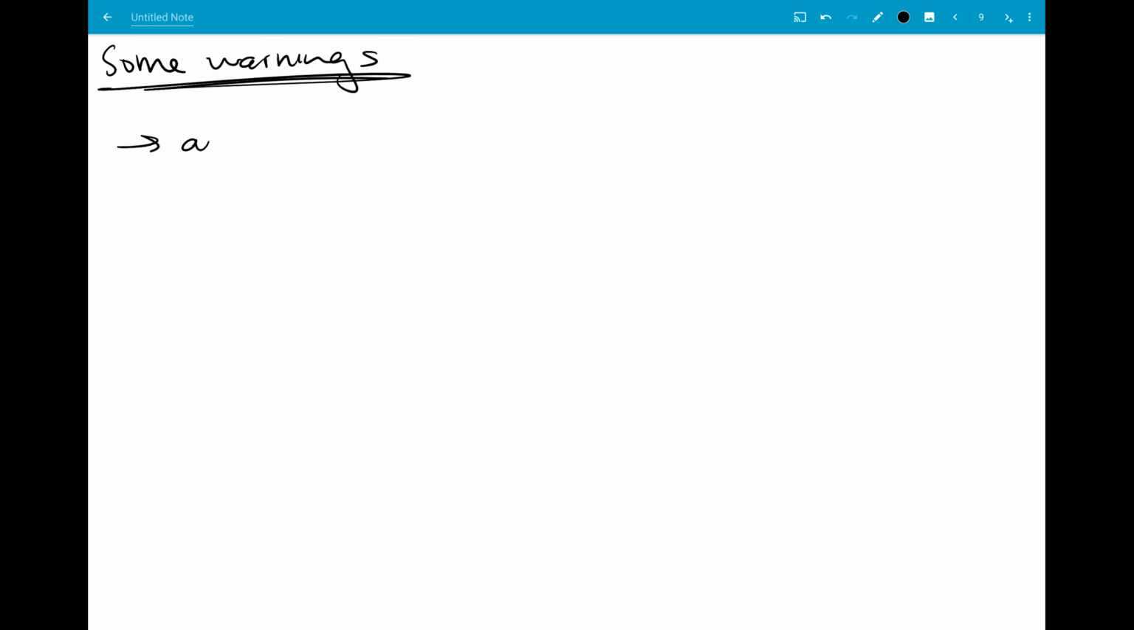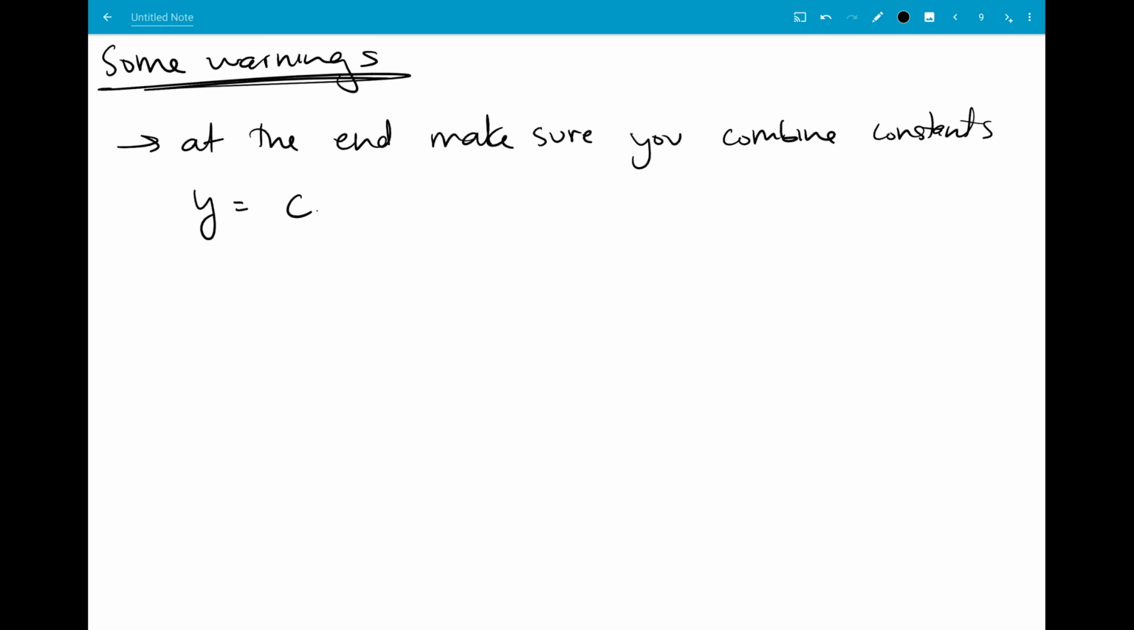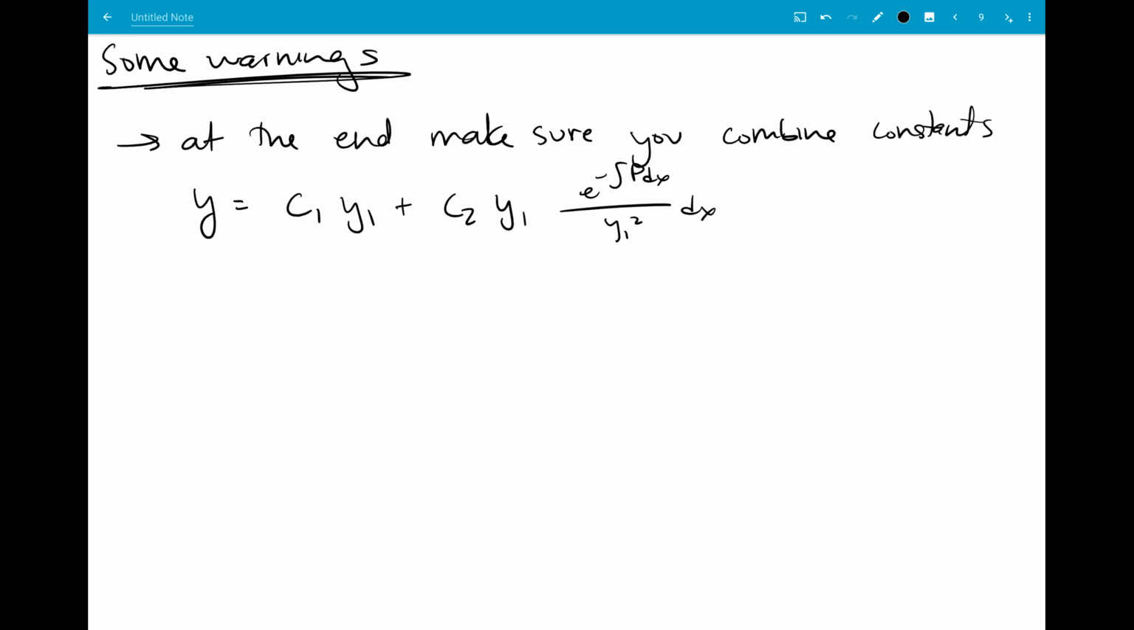Maybe just some warnings. At the end, make sure you only have two constants. So even in that final solution that I wrote, I hadn't done that all the way. You're just going to want y equals c1 y1 plus c2 y2, which is just y1 integral whatever, with no extra constants. So I took that c and I just swallowed it up into that c2 that's in front, like that.